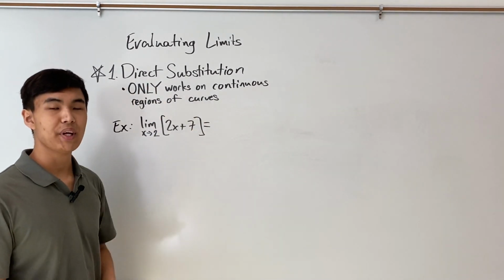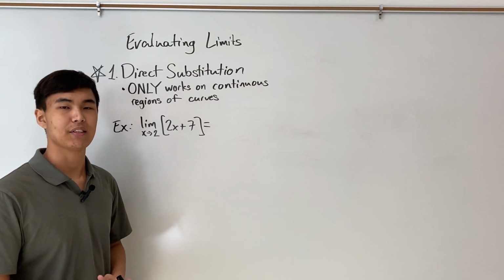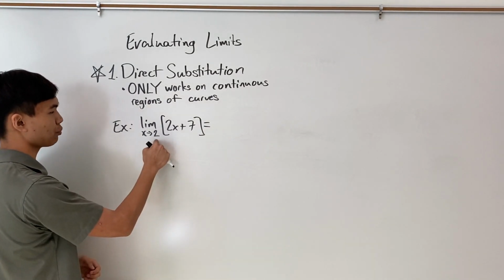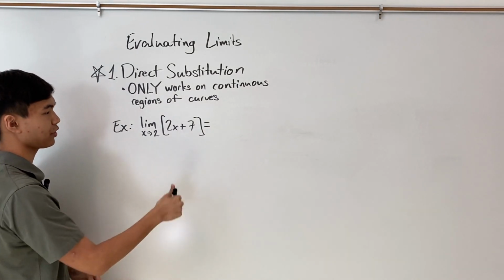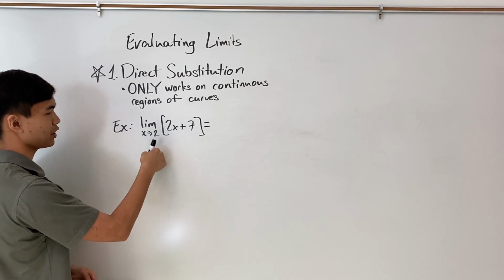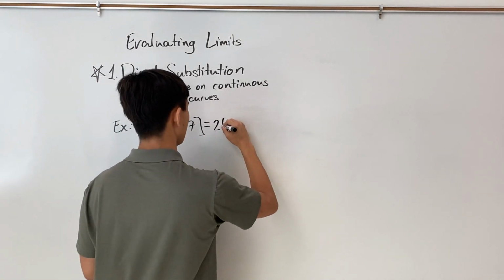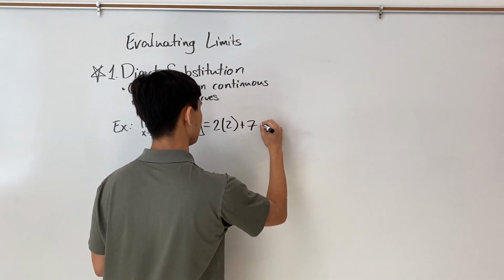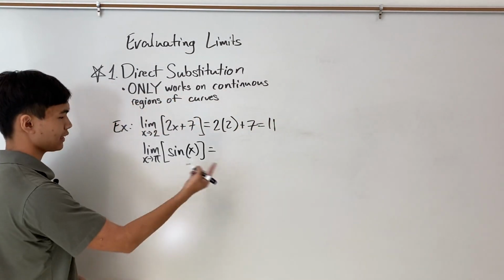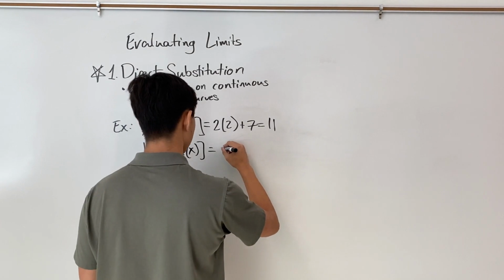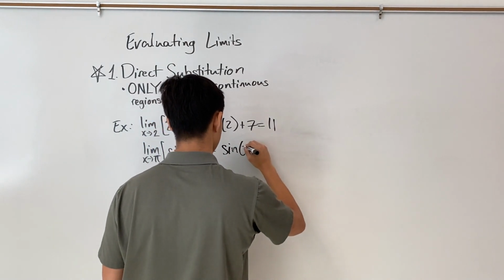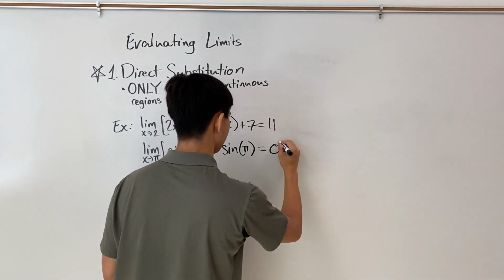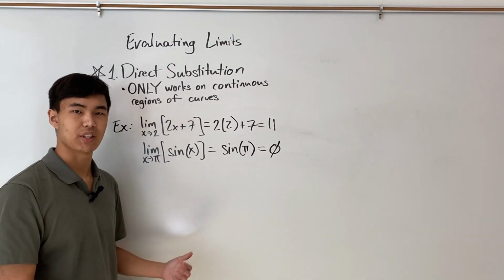Now that we've got that out of the way, direct substitution is exactly as it sounds. You directly substitute your approaching value into your function. So for example, here, we're going to directly substitute 2 into x. So this becomes 2 times 2 plus 7, which is 11. And exactly the same here, we're going to directly substitute pi into sine of x. So we have sine of pi, which is 0. That's how you evaluate limits via direct substitution.